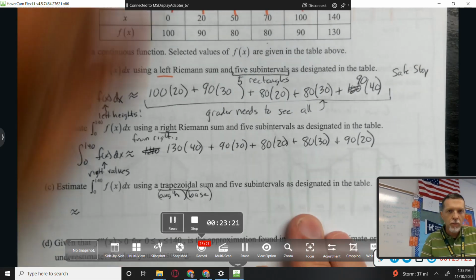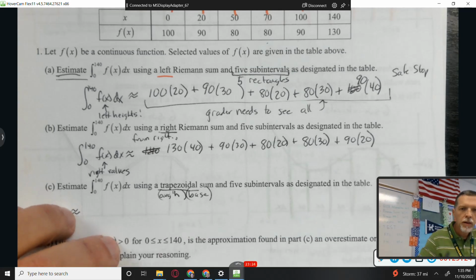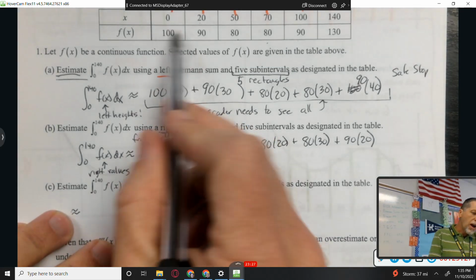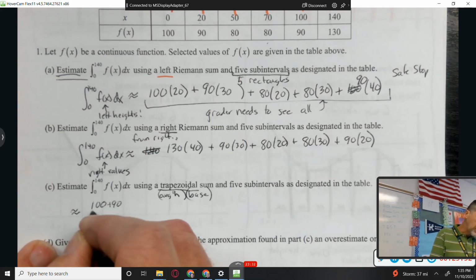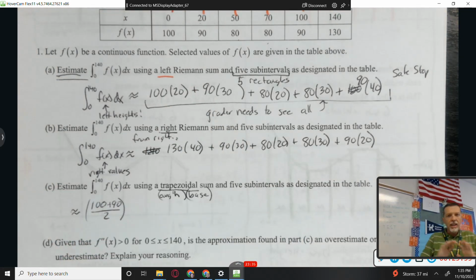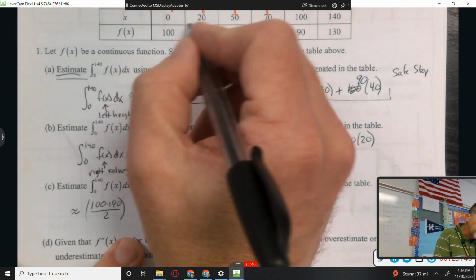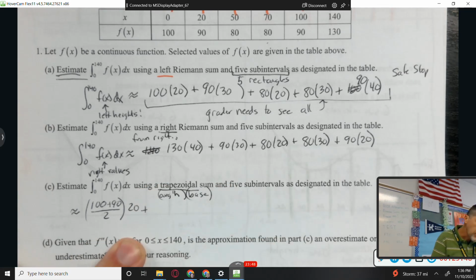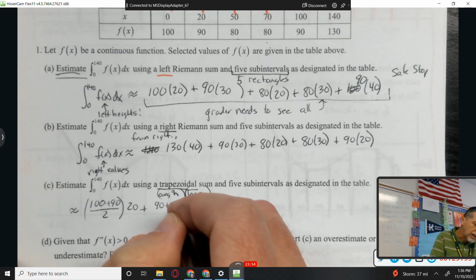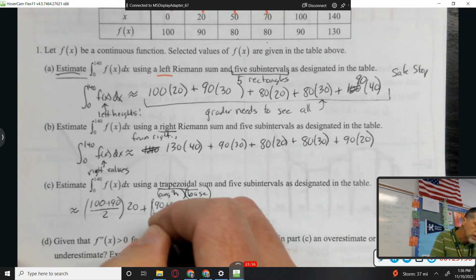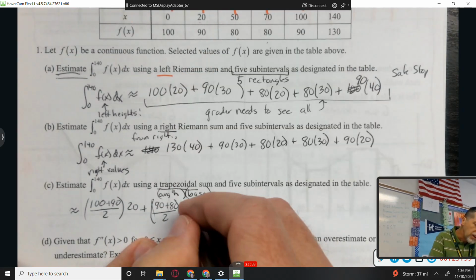Zoom out and get it all on one screen here. So my first trapezoid, my average height is 100 plus 90 over 2. And again, probably best to just leave it alone. Don't even try to do the math. Sure, the average of 190 is easy, but just write it out. And that base would be 20. Second trapezoid, average height is 90 plus 80 over 2, with a width of 30.